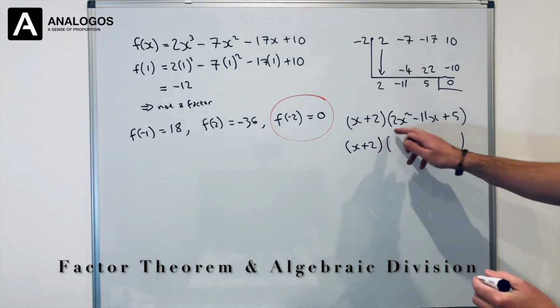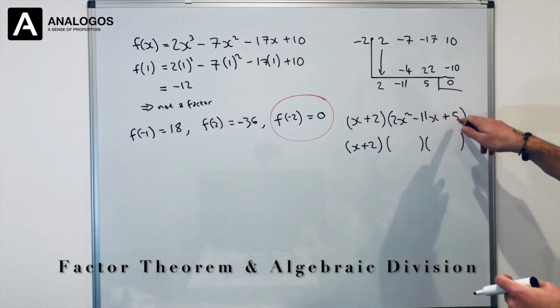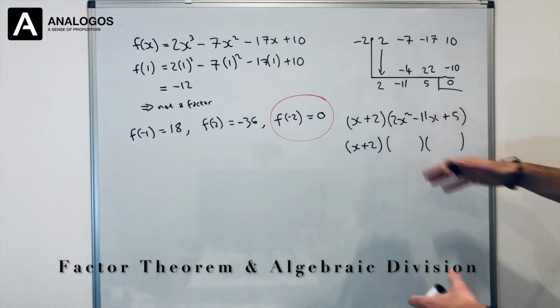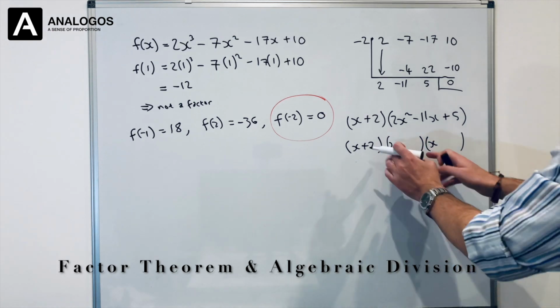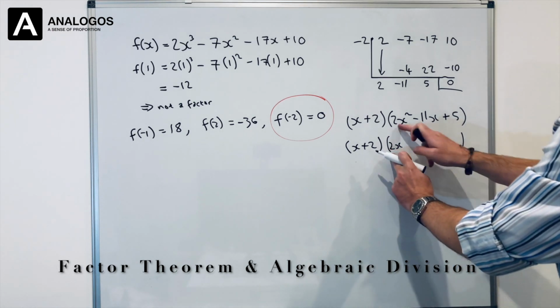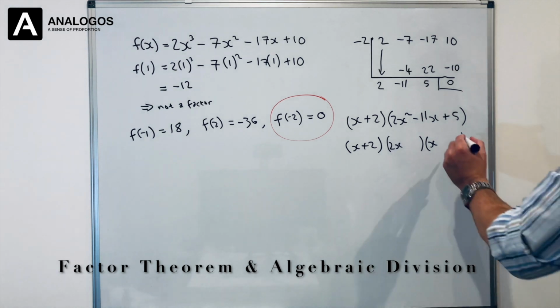So we can see what the factors of 2 and the factors of 5 would give us negative 11. This one isn't too complicated, so we're going to have 2x and x here. Just think of FOIL, 2x times x would be 2x squared. What are the factors of 5? It's going to be 5 and 1.